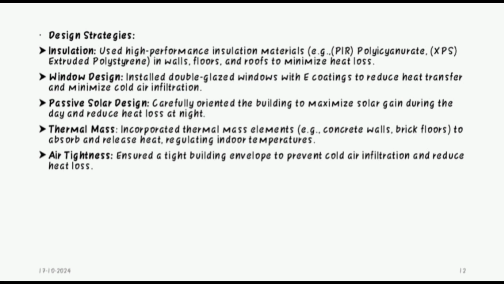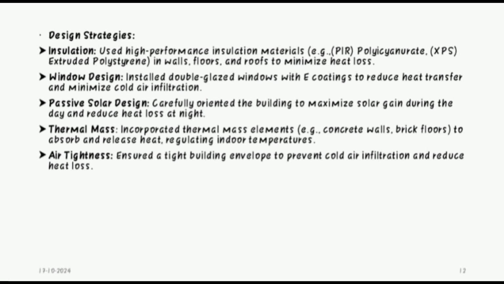Next one is window design. Install double glazed window with low-e coating to reduce heat transfer and minimize cold air infiltration. Passive solar design for cold climate focuses on maximizing solar gain to heat a building during the winter months, while minimizing heat loss and reducing the reliance on mechanical heating system.